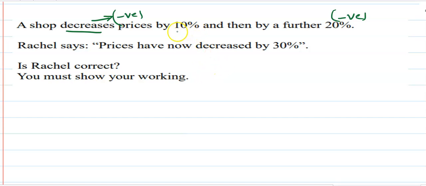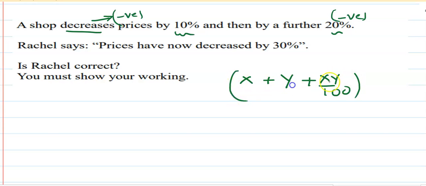What she has done is added 10 and 20, that is 30%. So is Rachel correct? Whenever a question asks whether Rachel is correct, you must write down a statement of why she is correct or why she is not correct. You don't just write yes or no. So let's find out what happens. If x is the percentage decrease or increase and y is the percentage increase or decrease, then the formula is x plus y plus xy over 100. This is a shortcut formula to find out whether she is right or not.